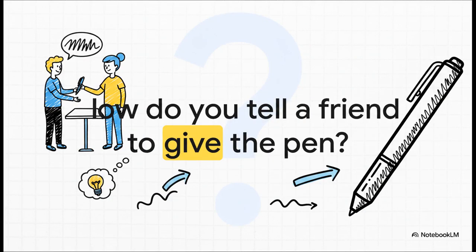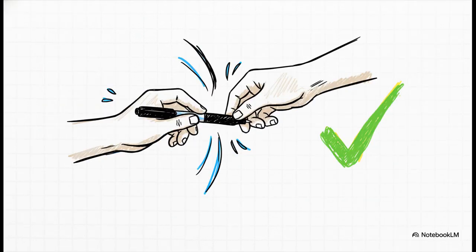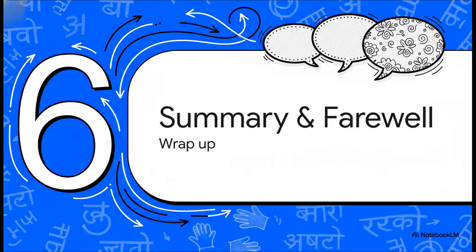Let's do a second rapid-fire practice question. How do you tell a friend using the tum level to give the pen? Remember, you're using the irregular verb for dena. Take a second to think about it. The answer is pen do. Just remember, at the friendly tum level, dena drops all the way down to the simple, punchy do. And finally, Section 6, Summary and Farewell.